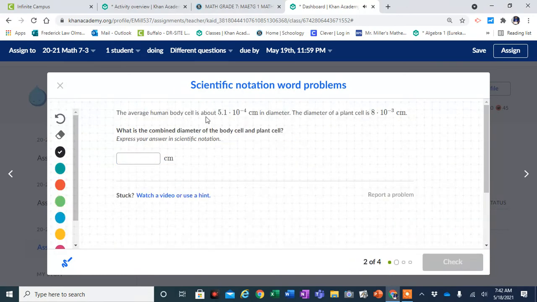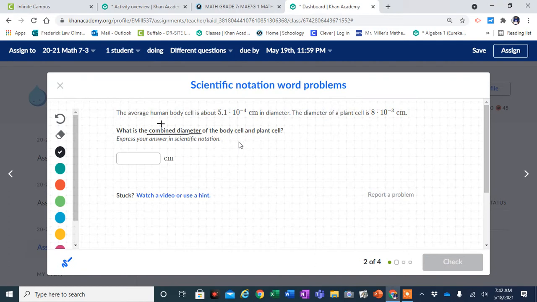Okay, the average human body cell is about 5.1 times 10 to the negative 4 centimeters in diameter. The diameter of a plant is 8 times 10 to the negative third. What is the combined diameter? So combined means you're going to be adding. We want the answer in scientific notation.